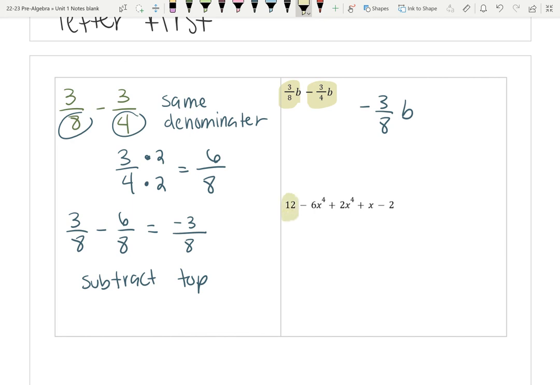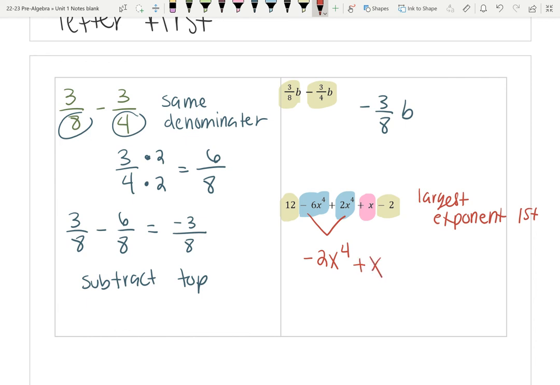All right, on this last one here, I have a 12 and a -2 to go together. I have a -6x to the fourth and a 2x to the fourth, and then I have just a regular x. When you have multiple exponents, you want the largest exponent first. So I'm going to start with my largest exponent here. So -6x to the fourth plus 2x to the fourth is -2x to the fourth. And then I have plus x, it's just alone. And then I have this 12 minus 2, so 12 plus negative 2 would be plus 10. And that's my answer for that one.